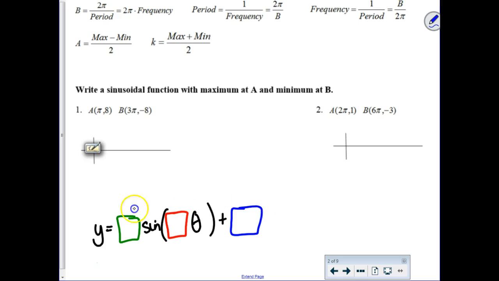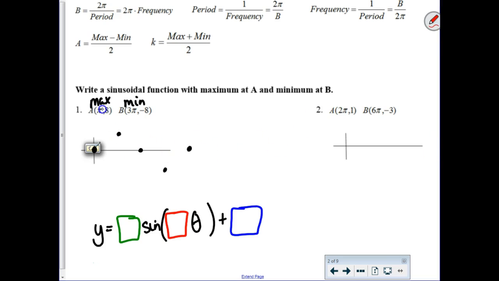Well, in order to find these 3 missing pieces, I think a picture is really going to help you map it out. So in the directions it says you have a maximum at point A and a minimum at point B. So I'm going to sketch in a really ugly skeleton of a sine function.